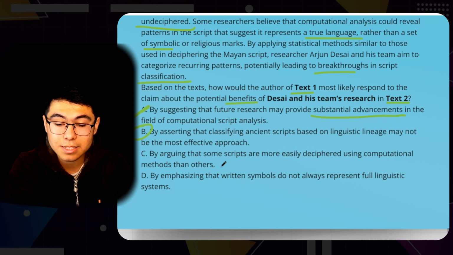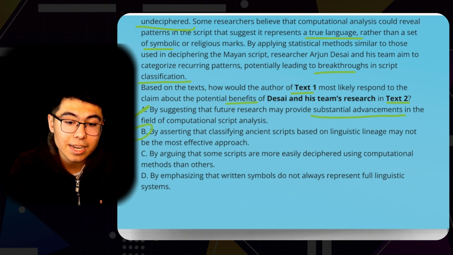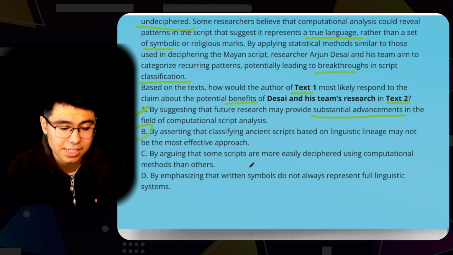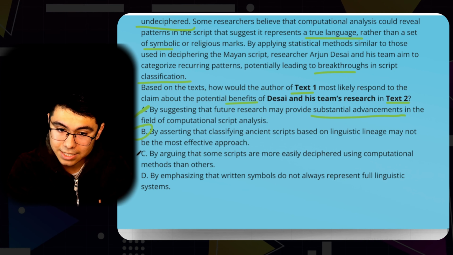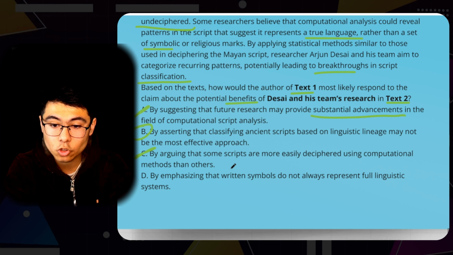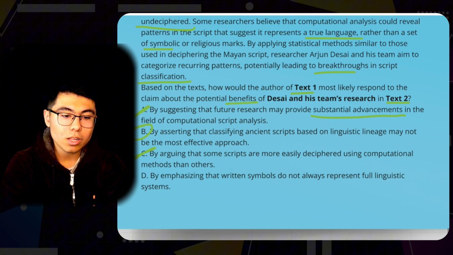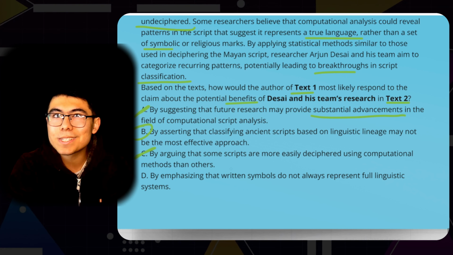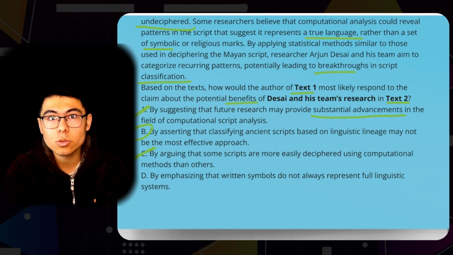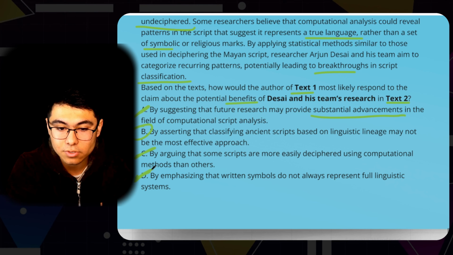C, by arguing that some scripts are more easily deciphered using computational methods than others. Well, text one doesn't even discuss differences in how scripts are deciphered. That's why choice C is wrong. Choice D, by emphasizing that written symbols do not always represent full linguistic systems. Well, this may be a valid linguistic idea, but text one does not focus on whether those symbols are part of a full language. That's why choice D is also wrong.